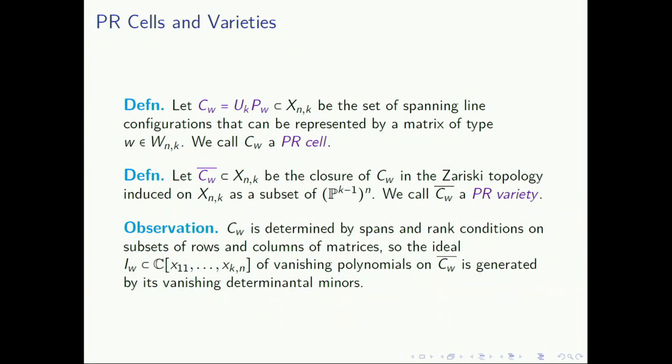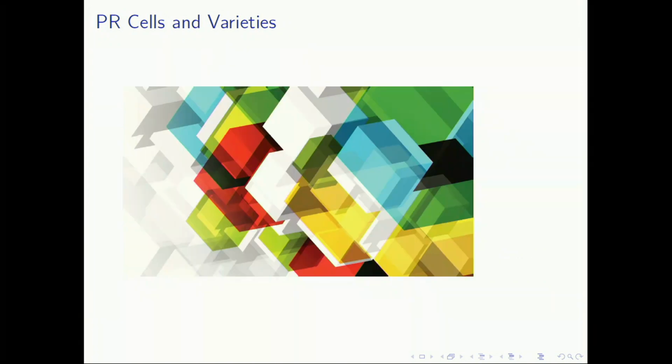So if you want to find polynomial equations that vanish on these things, it suffices to look at determinantal equations that correspond to minors in the matrices, and whichever ones vanish on the whole UK PW. Those are the determinantal minors that define these varieties. Okay, I didn't want to write them down for you because there gets to be a lot of them pretty quickly. But we like this picture.